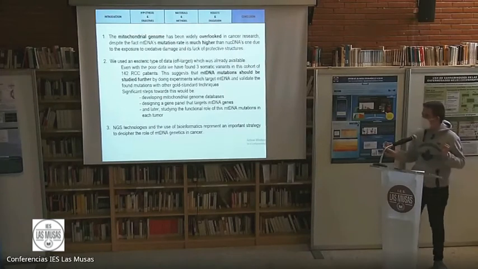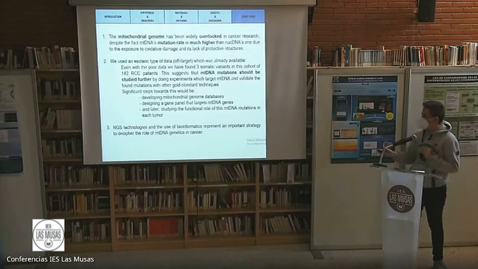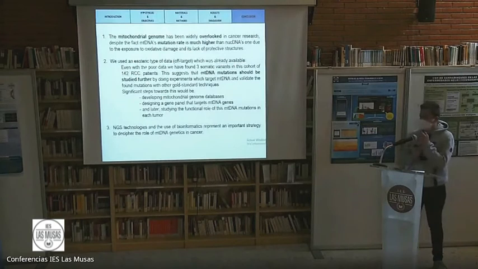So significant steps toward this would be developing mitochondrial genome databases, designing a gene panel that targets mitochondrial DNA genes. In fact, this is now being done at the CNIO, and the preliminary analysis shows that coverage rises up to 30,000 reads per position on average. And well, lastly, studying the functional role of these mitochondrial DNA mutations in each type of tumor.